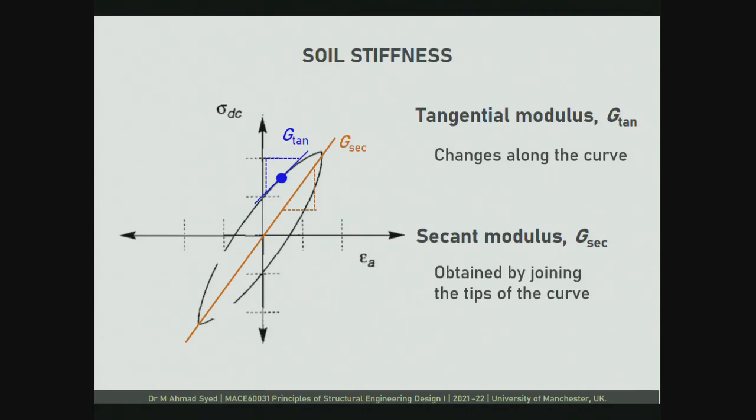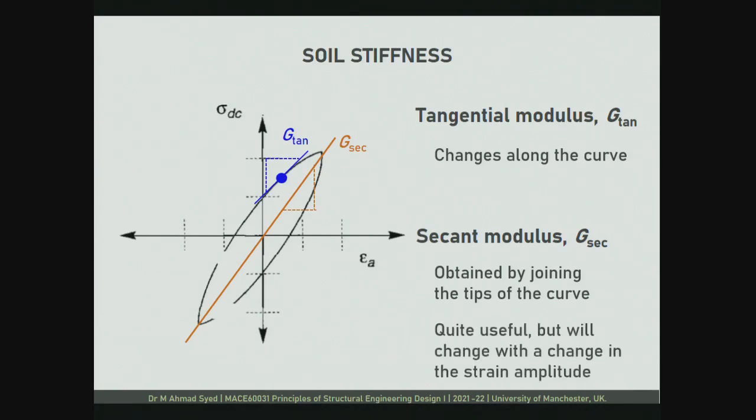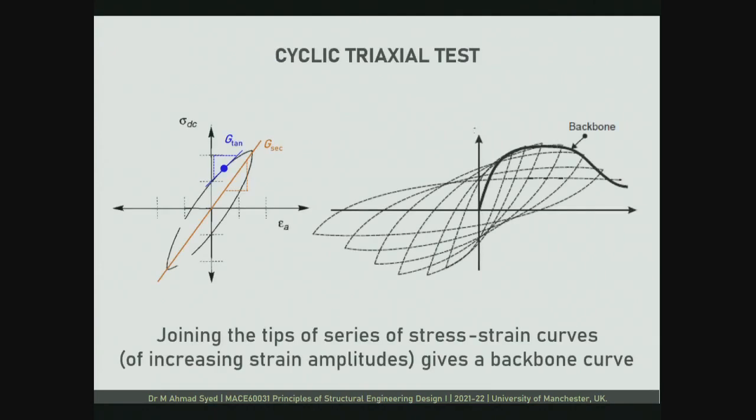Now this is quite useful, but the G sec is dependent on the level of strain for which we have performed this test. So if you increase or decrease the axial strain, then the slope of this G sec is going to change. From that what we get is a backbone curve. Joining the tips of a series of stress-strain curves, that is G sec values for different strain levels. So my hysteresis loop is going to change its slope, and as a result your G sec is going to change, and if you join the peaks of these, you get a curve like this, which we call the backbone curve.